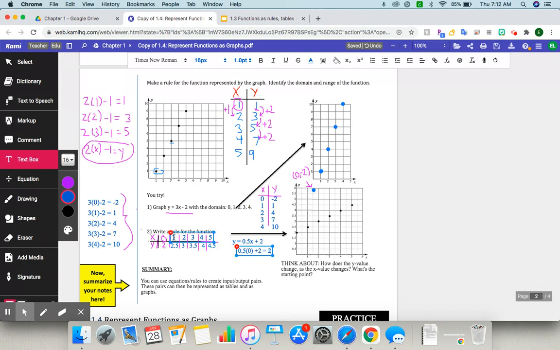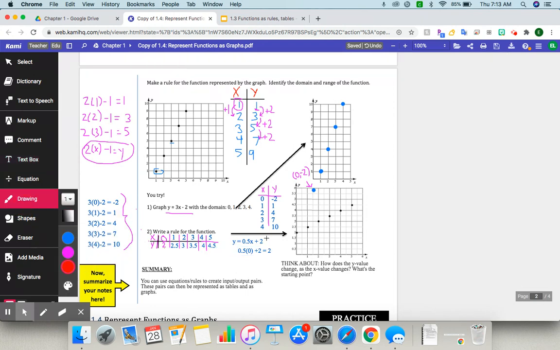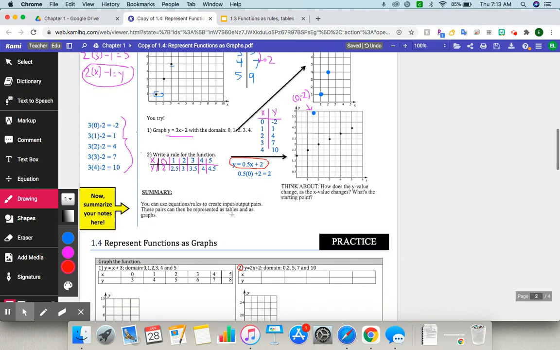So 0.5 times 1 plus 2 is 2.5. 0.5 times 2 plus 2 is 3, and so on and so forth. So the equation of y equals 0.5x plus 2 represents this graph. In summary, we can use equations/rules to create input-output pairs, and these pairs can then be represented as tables and as graphs.